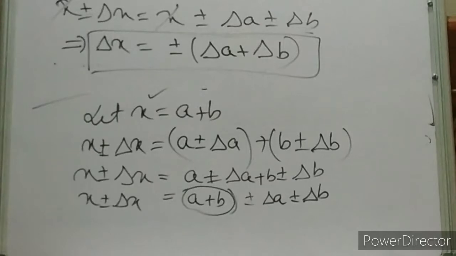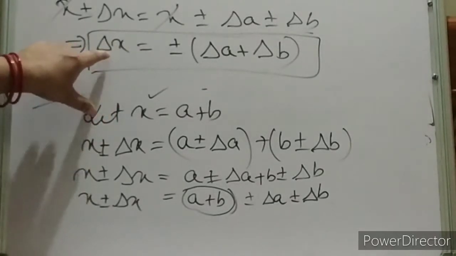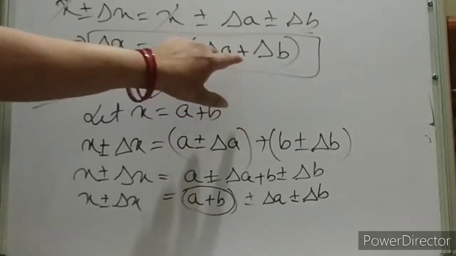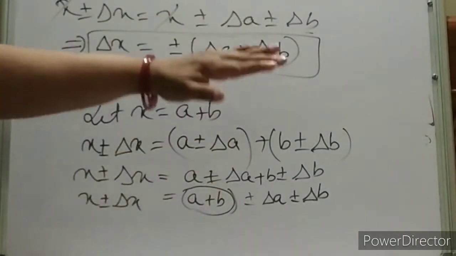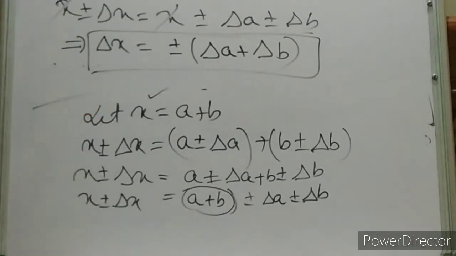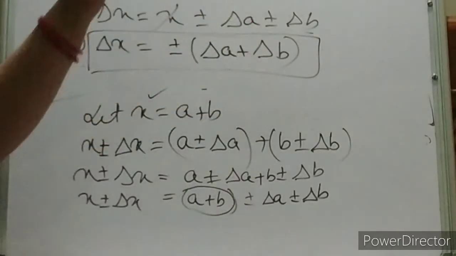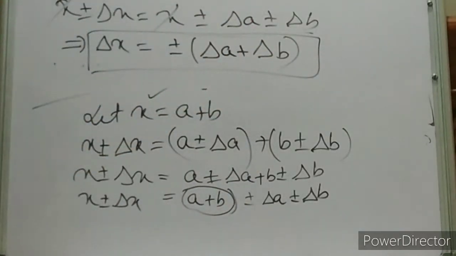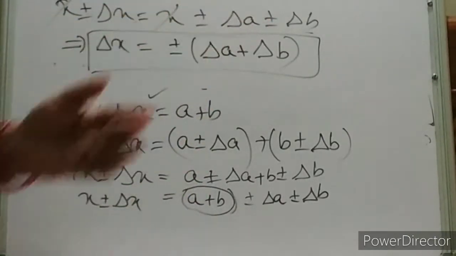Okay, what does it mean? That means these errors are always added. You will add the errors. Errors are always added in case of addition, and in case of difference also, subtraction also. We see errors are always added. Note it down.